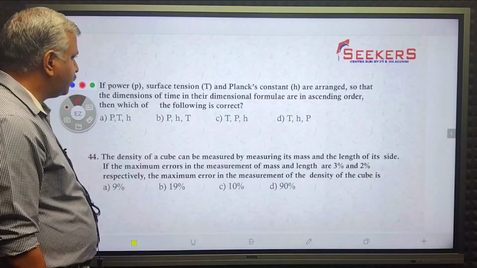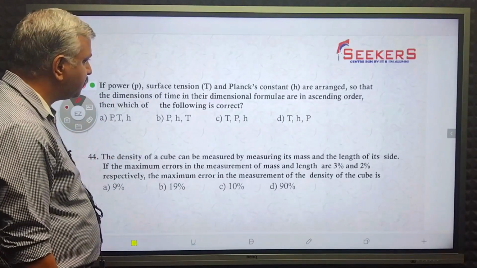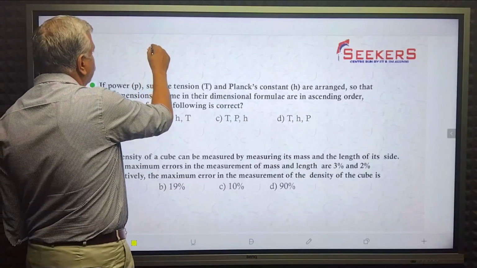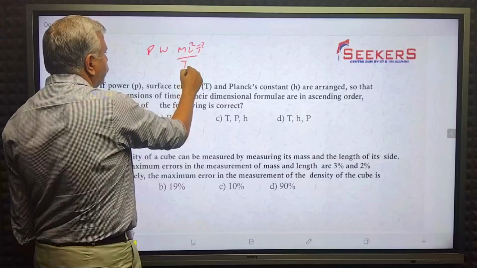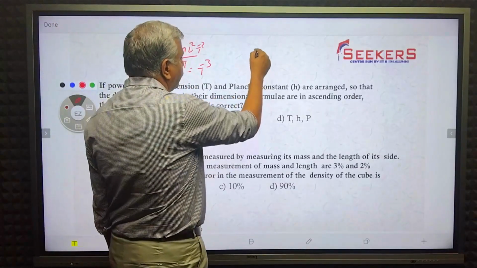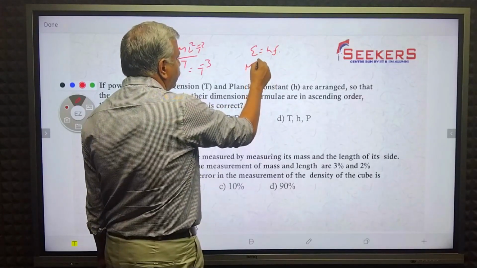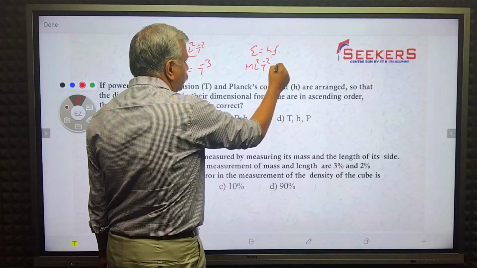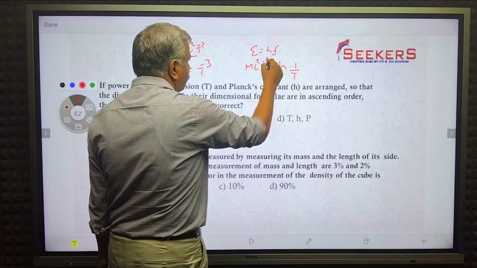The power P, surface tension and Planck's constant are arranged so that the dimensions of time in the dimensional formula are in ascending order. Okay. So, power is work done upon time. So that is M L square T power minus 2 by T. So that is T power minus 3. Then again Planck's constant means energy is equal to h into frequency. Energy is M L square T power minus 2, equal to h into frequency, and frequency is 1 by time. So it is T power minus 1.